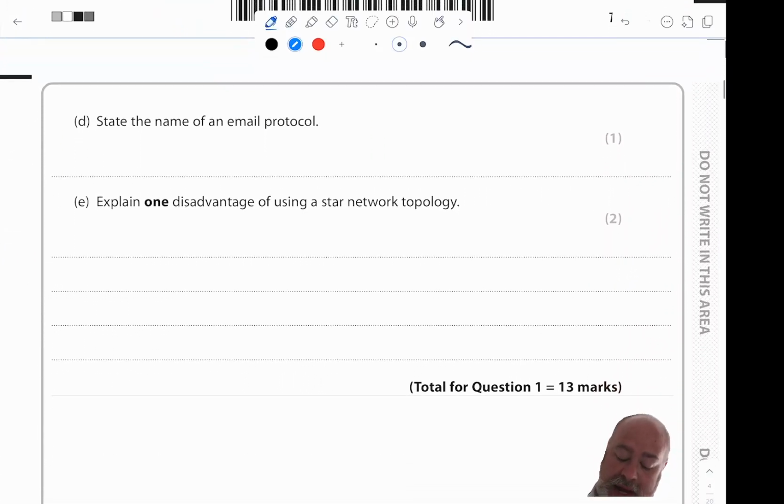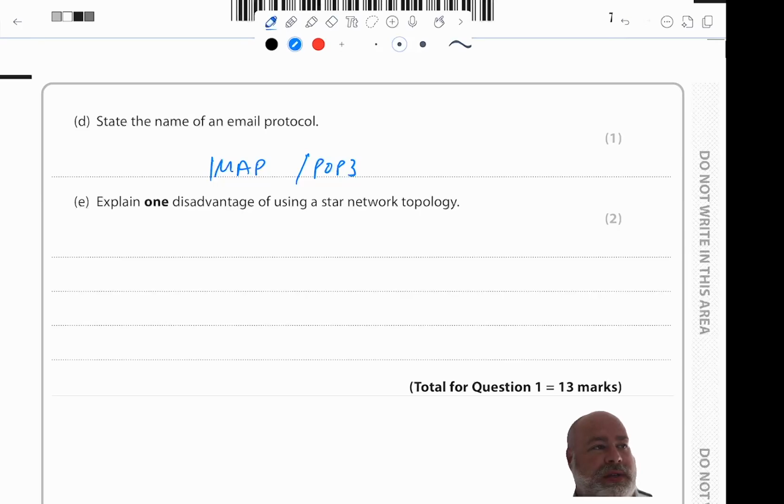State the name of an email protocol. Well, there are two. IMAP's the most widely used one, but we can also have POP3 because before devices were better with internet connection speed, bandwidth, and with cloud storage, people used to use POP3 to download emails directly to their device, and then it wouldn't be on the server. And sometimes you might use that for security reasons. But IMAP's what pretty much everyone uses now.